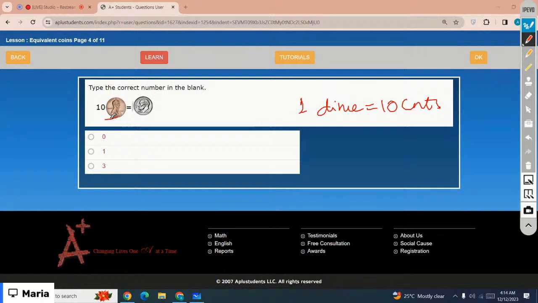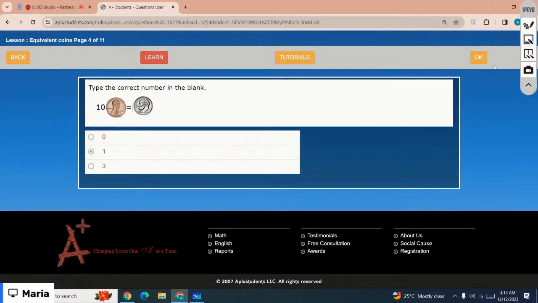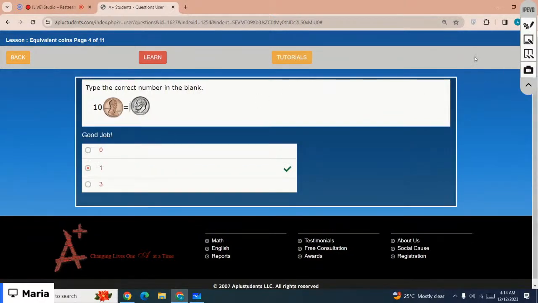So 10 pennies, a penny is worth 1 cent. So 10 times 1 is 10 cents, right? That means if you have 10 pennies, they make only 1 dime, right? The correct option is 1.